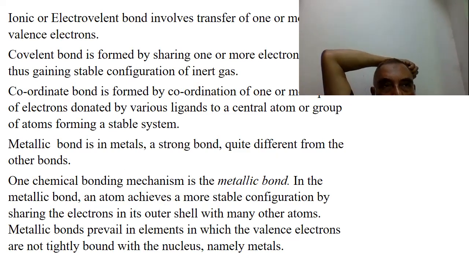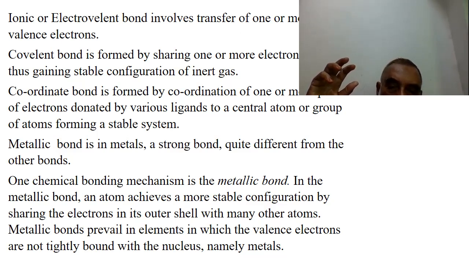Then there is coordinate bonding, where one pair of electrons is donated by a group known as a ligand, and that is accepted by a metal or some other element. Thus, a strong binding is created between those two atoms or groups of atoms. This type of bonding is known as coordinate bonding.